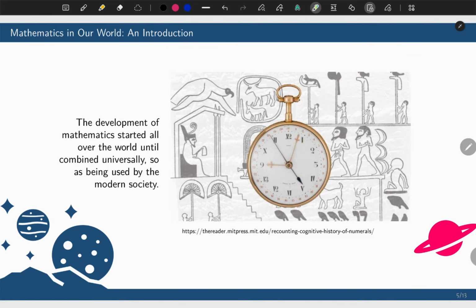The development of mathematics started all over the world until it combined universally, so as to be used by modern society. So from STS again, or from your own knowledge in history, how would these concepts have been combined universally? Of course, you know that ancient people would do trading.